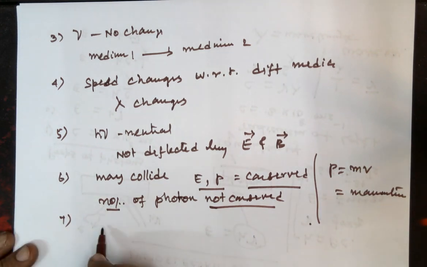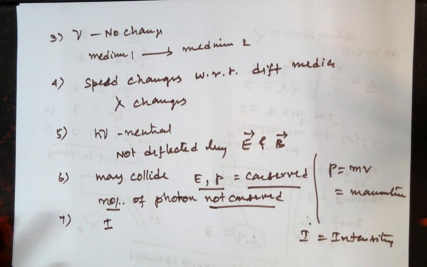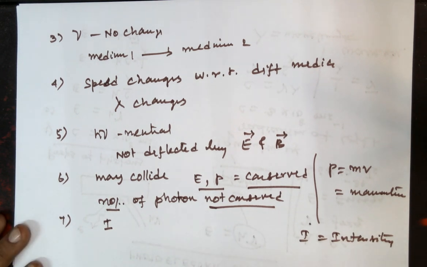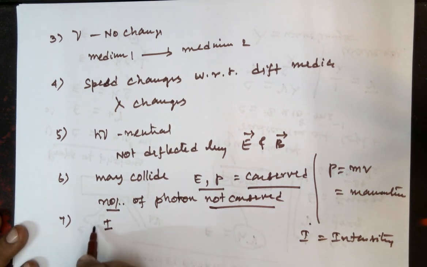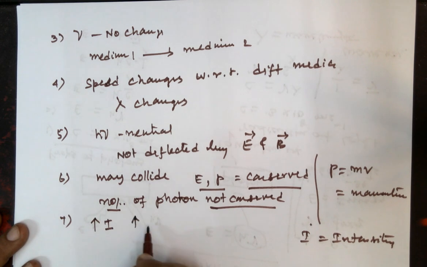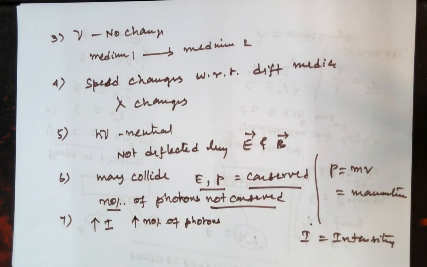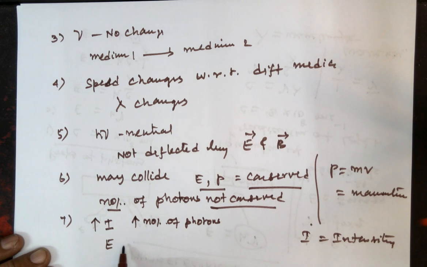Suppose when you increase the intensity of light, I represents here the intensity of the incident light. If the intensity of the light of a given wavelength is increased, so in this case we are increasing the intensity alone of a particular wavelength, there is an increase in the number of photons incident on a given area in a given time. But energy remains the same for each photon.